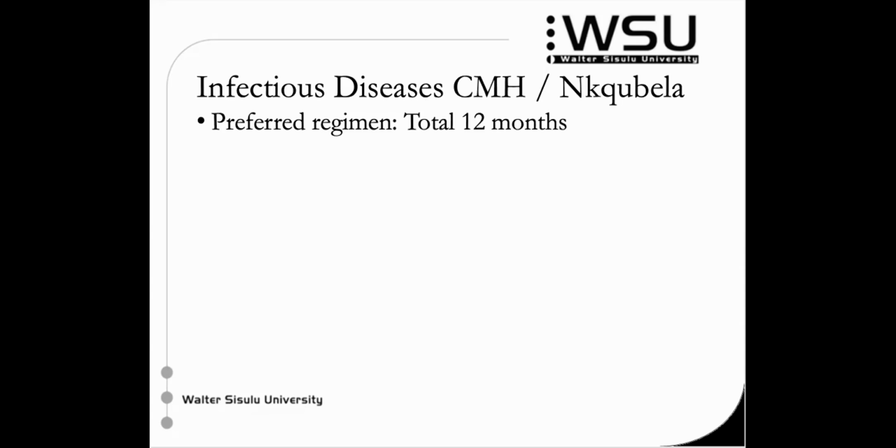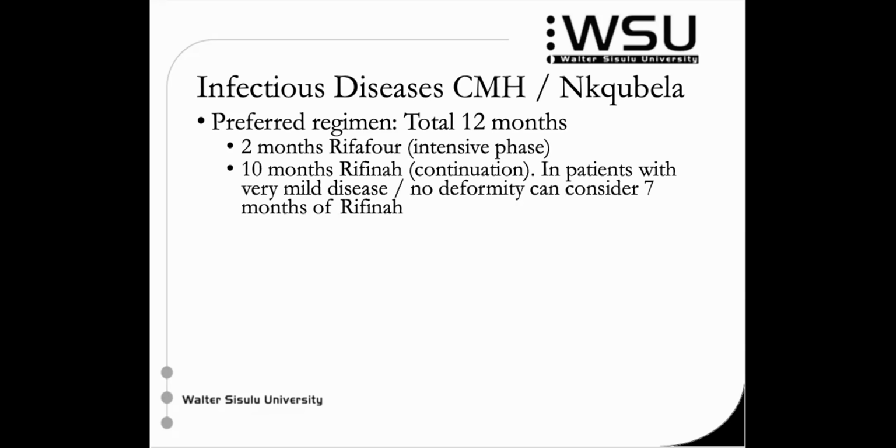It's literally just habit. So what's happening on our side is usually a 12-month regimen, but using the 2 months of Rifafour and 10 months of Rifinah as your continuation phase. And occasionally, if you've got very mild disease or somebody that you've diagnosed very early with no deformity, you might give 7 months of Rifinah for a 9-month regimen.